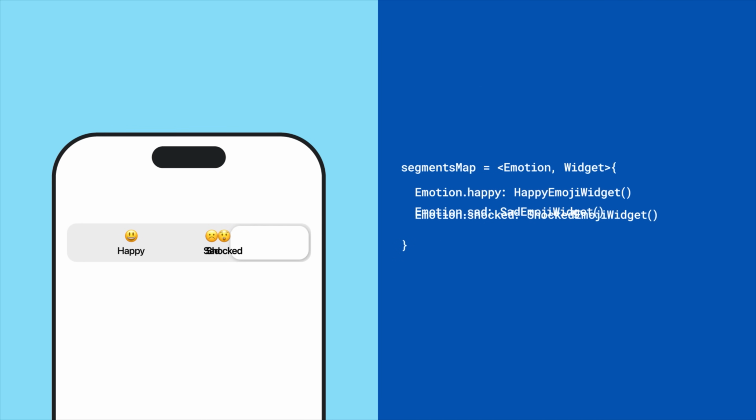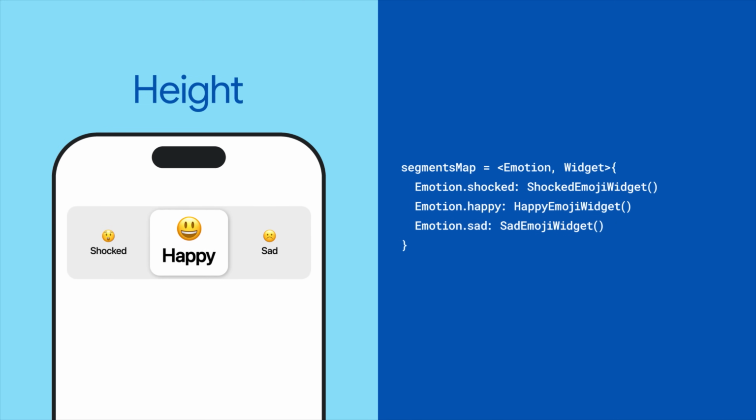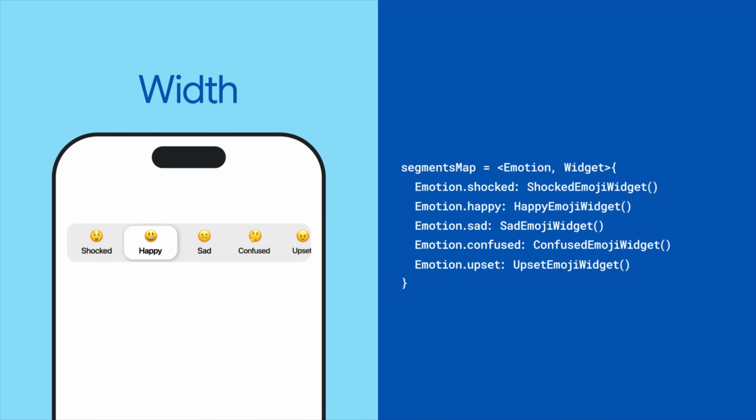Keep in mind, the children will be displayed along the current text direction in the same order as the keys in the map. The height of the segmented control is determined by the height of the tallest child widget. By default, the width of each segment will be the intrinsic width of the widest child, or the available horizontal space divided by the number of children, whichever is smaller.